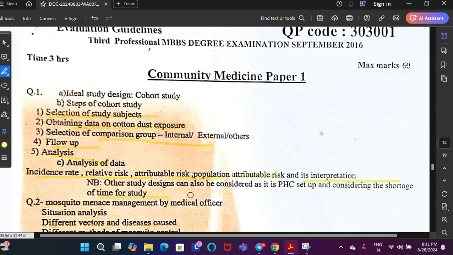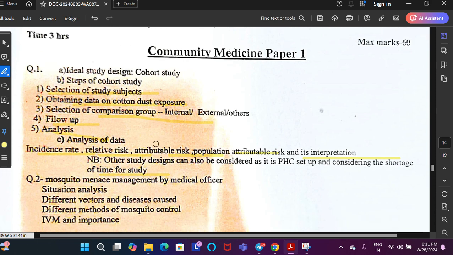Ideally for this factor it is a cohort study, but you know you are appointed to a primary health center for a shorter duration, so you will be transferred. So sometimes you can't complete a cohort study within a 6-month time period. So another study design can also be the answer, but the better answer is the cohort study.